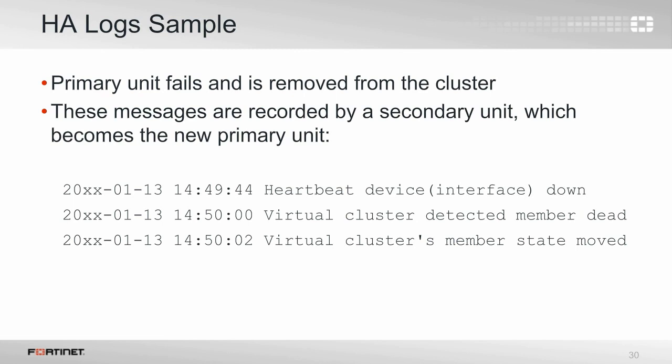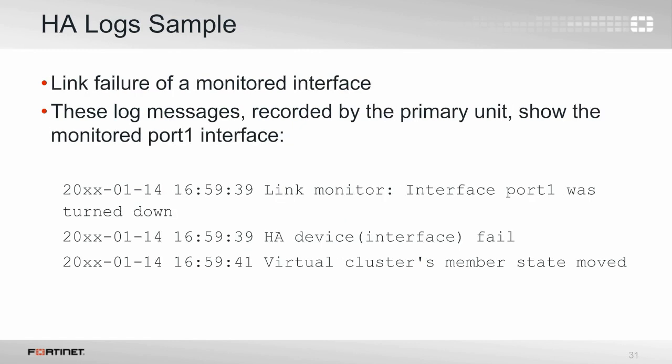If a failover happens, the best tool to use to get information about the failover is the FortiGate logs. If the failover happened because the primary unit failed, the secondary unit's logs should show these log entries. If a new primary was elected because one or more monitored interfaces failed, the former primary displays logs similar to the ones shown in this slide. In the example shown here, the primary unit is reporting a problem with the monitored interface port 1.